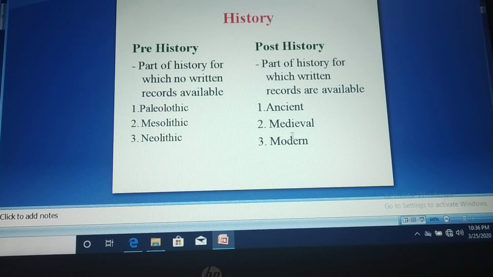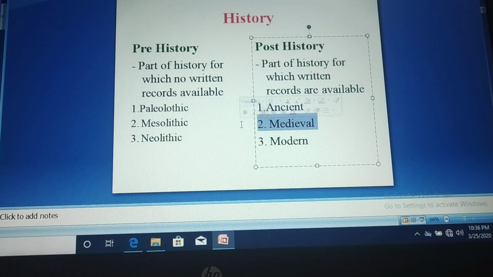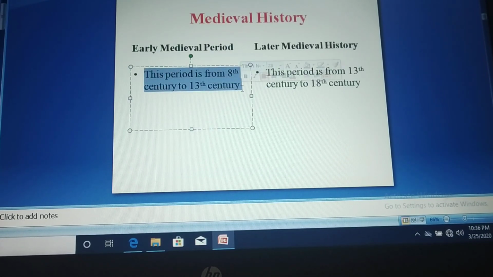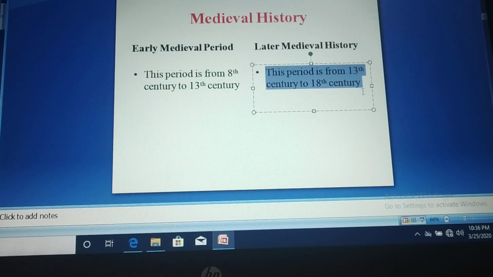So, medieval history is the one which is of our importance, which we are going to study in grade 7. This medieval history is further divided into 2 parts. One is the early medieval period and the second is the later medieval period. The early medieval period is from 8th to 13th century, whereas the later medieval period is from 13th century to 18th century, right? That's a brief introduction about medieval history.